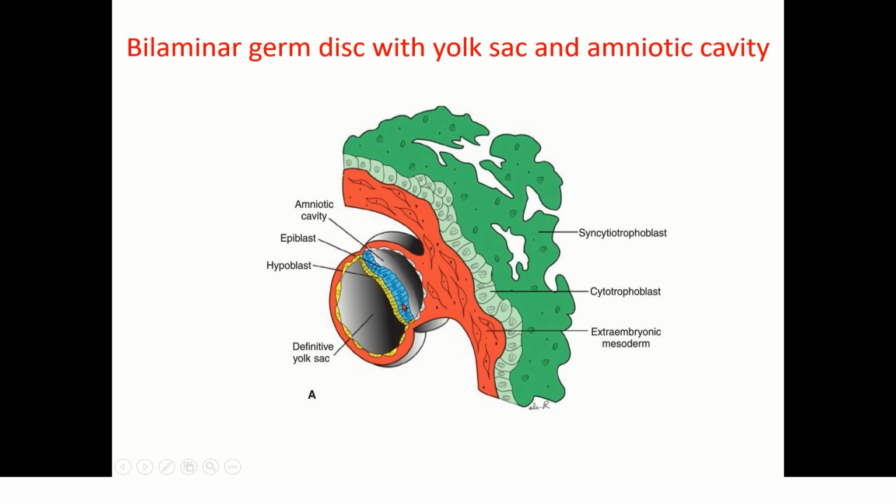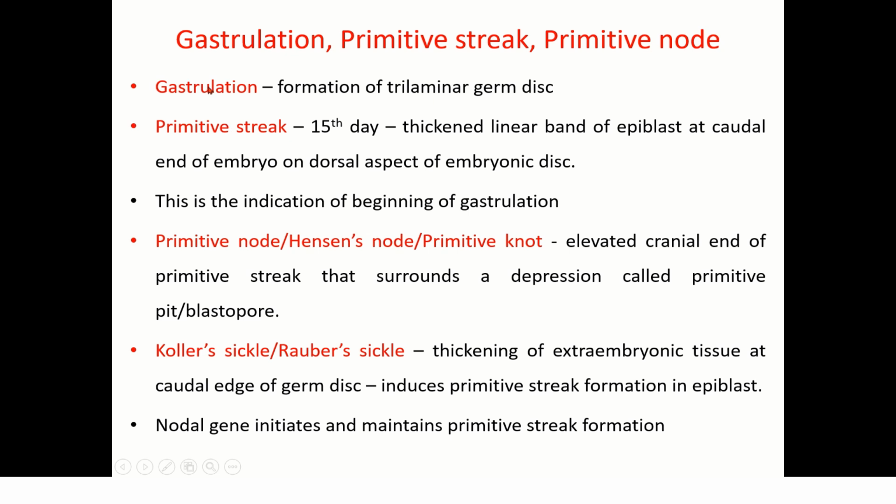You can see at the end of the second week, there is a bilaminar germ disc, there is an amniotic cavity, and there is a definitive yolk sac. And here is the connecting stalk. This is extraembryonic mesoderm. So these are the three main events in the third week.